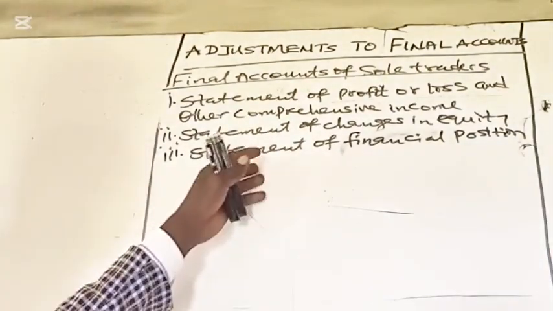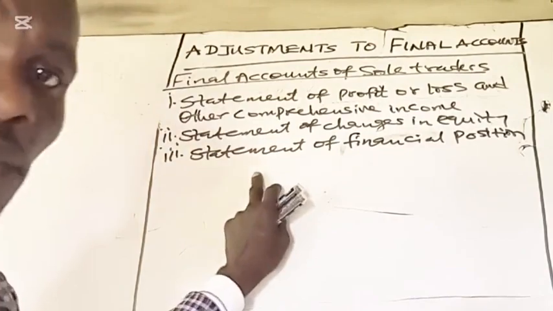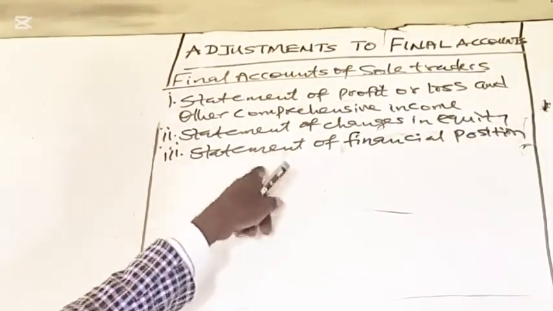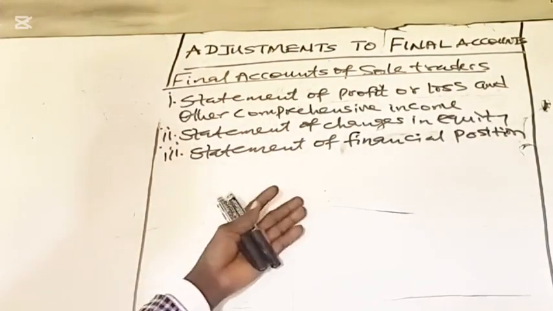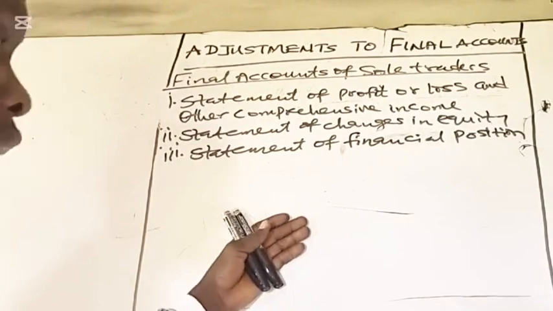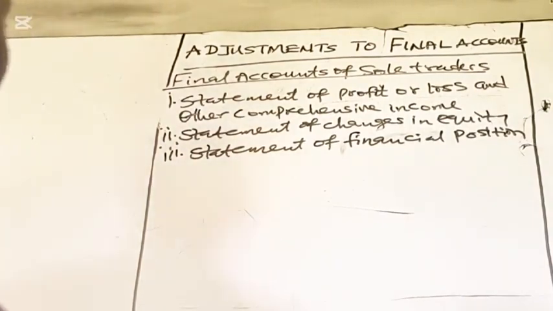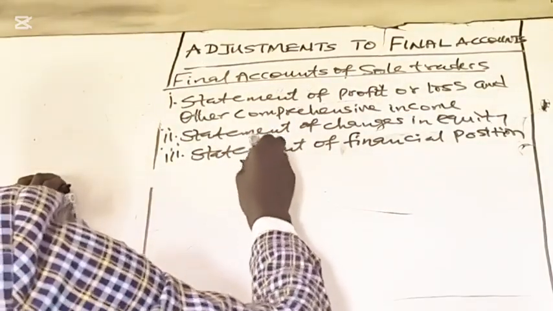For a manufacturing business, in addition to this, manufacturing account will be included. For a partnership business, in addition to all this, profit or loss appropriation account will be part of it. Definition of terms.